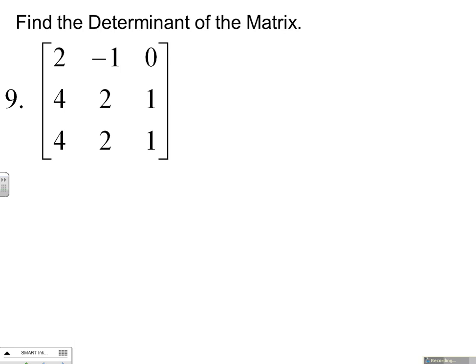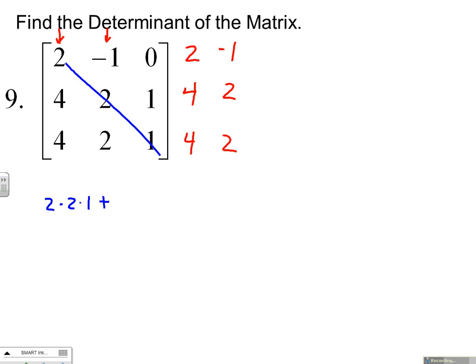So the process is, and eventually you won't have to do this part of it, but you rewrite the first 2 columns, augment this with the first 2 columns, 2, 4, 4, just a repeat of column 1, repeat column 2, -1, 2, 2. What we look for here are our downward diagonals, the products right through here. And I'm going to write this out longhand one time. So I get 2 times 2 times 1.